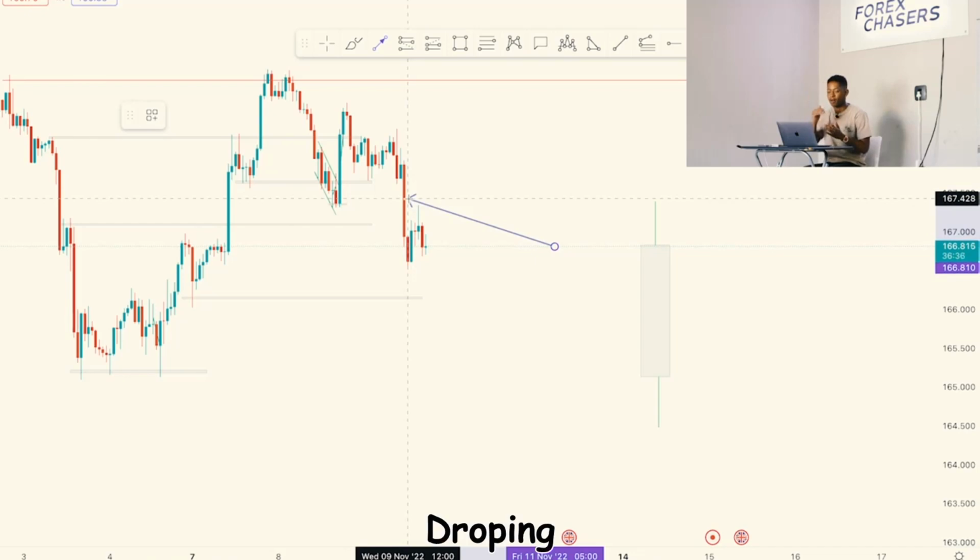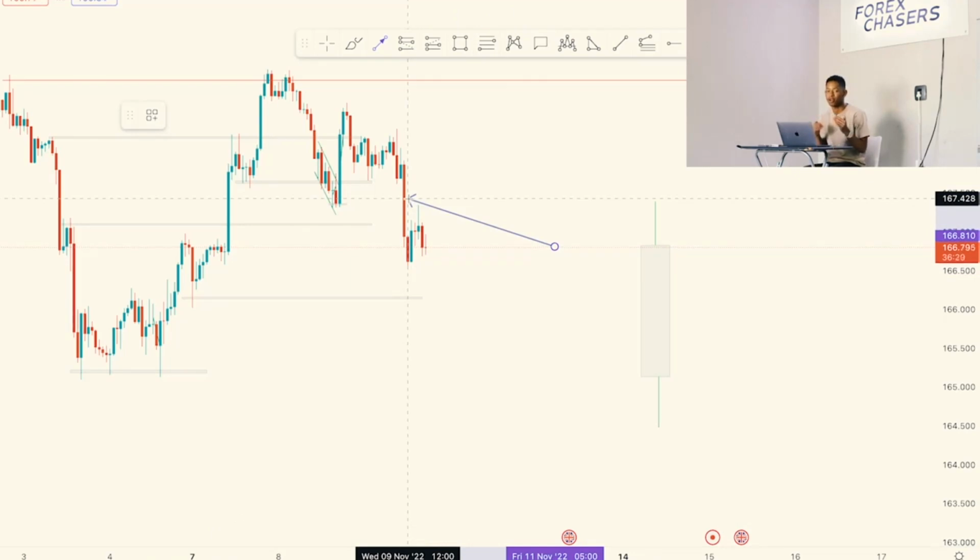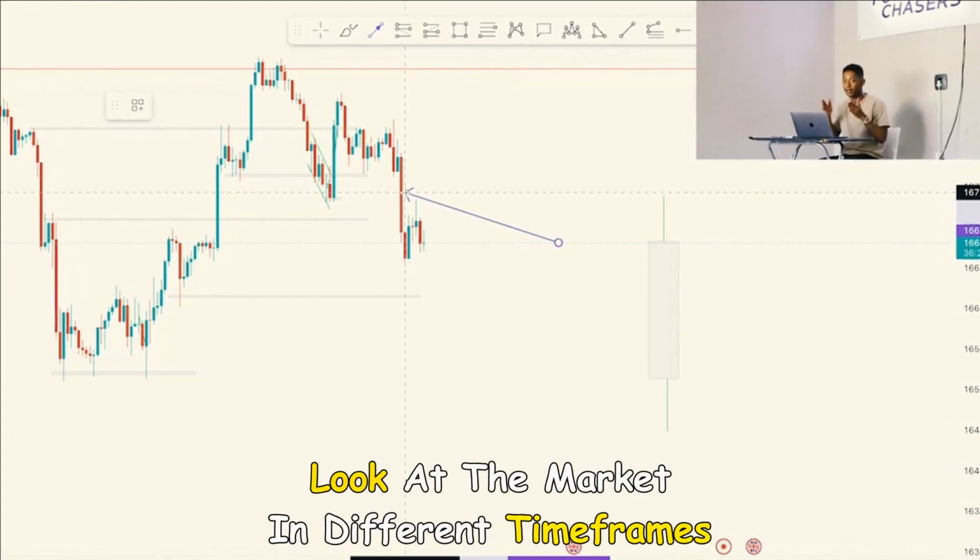For me, it means that it's dropping. That means that price actually opened high and it closed below where it opened. That's why it's a red candlestick. It means that price dropped during that time frame. Notice that I did say time frame, because why? Because you look at the market in different types of time frames.